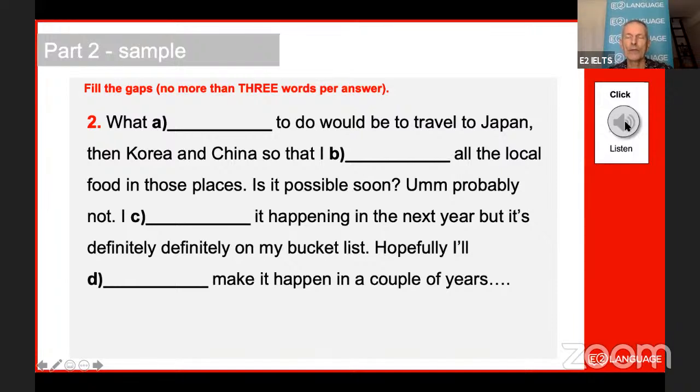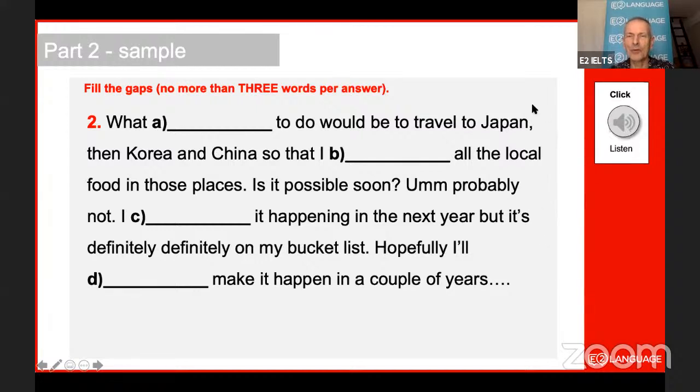And what I'd really like to do would be to travel to Japan, then Korea, and then China so that I can check out all the local food in those places. Is it possible soon? Probably not. I really can't see it happening in the next year, but it's definitely on my bucket list. Hopefully I'll be able to make it happen in a couple of years.